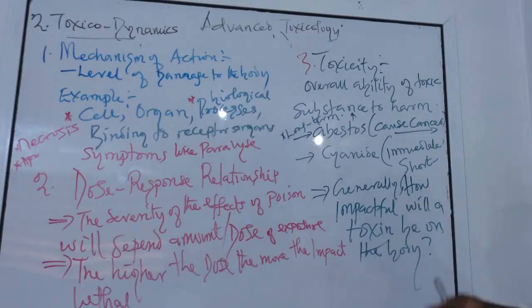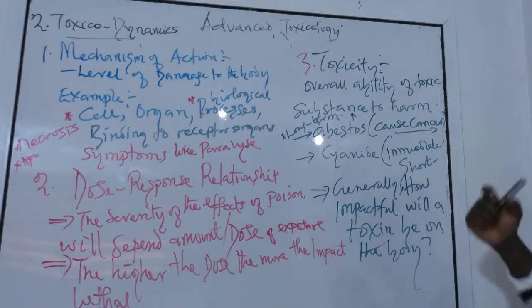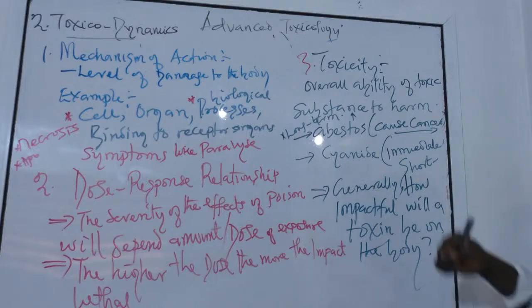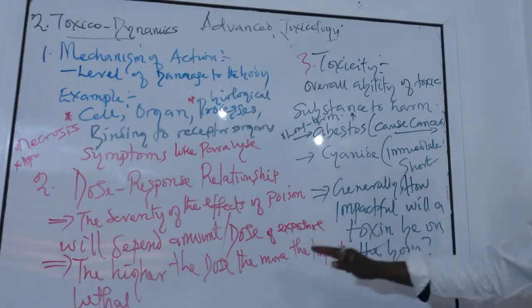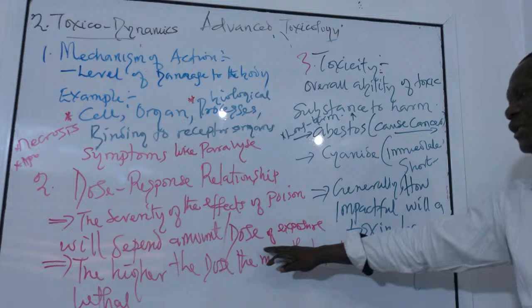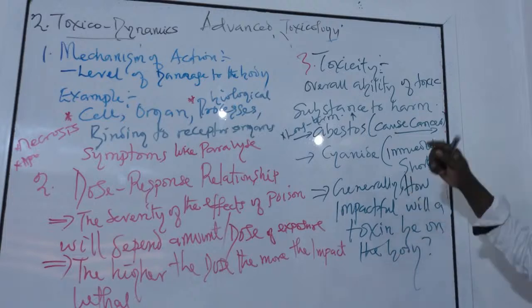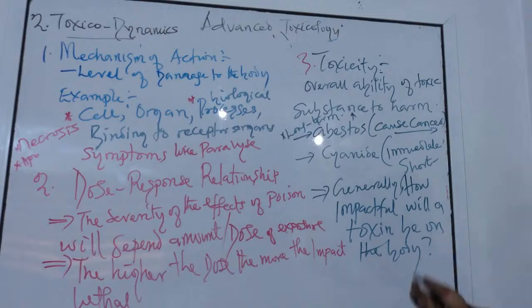The dose response relationship is to know the actual dose that is effective enough to cause harm to the body. That is where we said that the severity of the effect of any toxic substance would depend on the dose or the amount that is ingested. The higher the dose, the more lethal or impactful the effects could be.